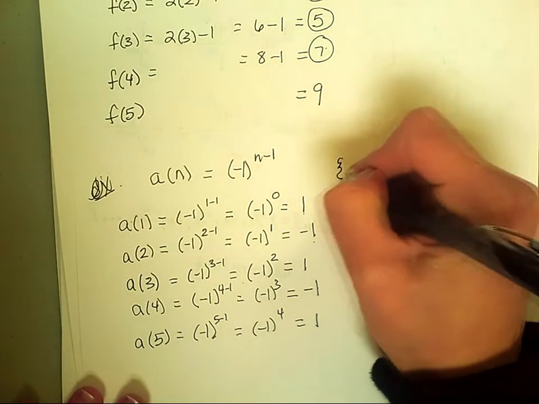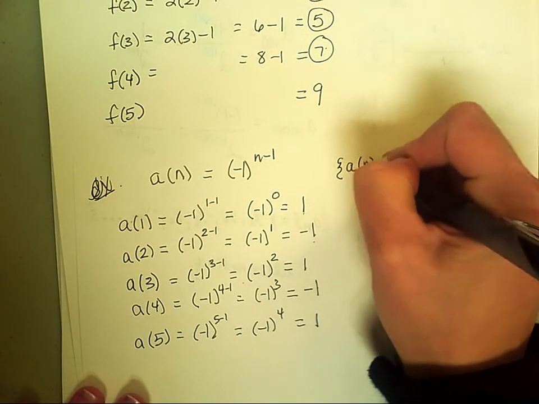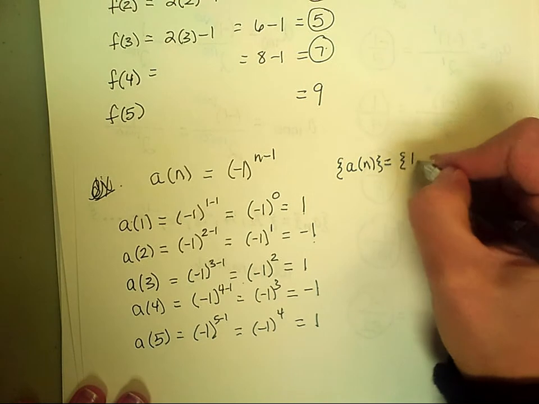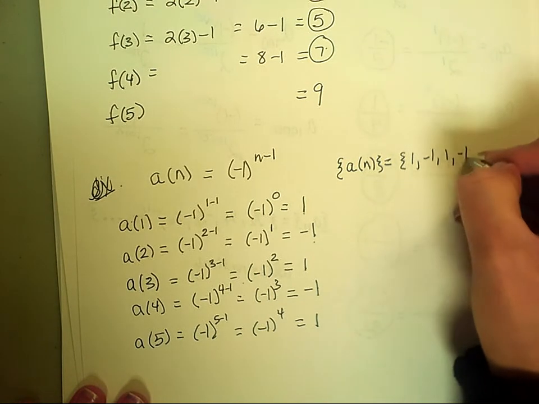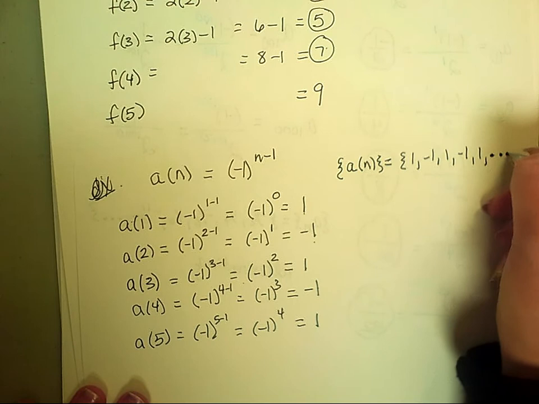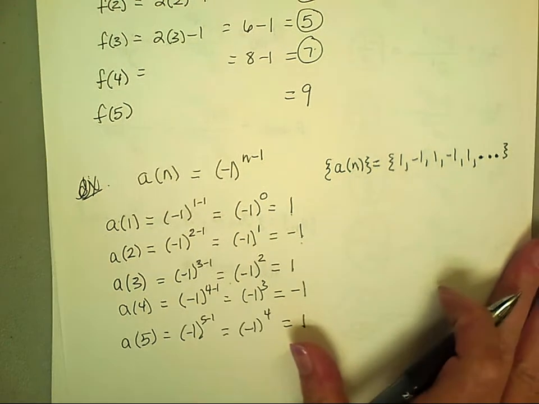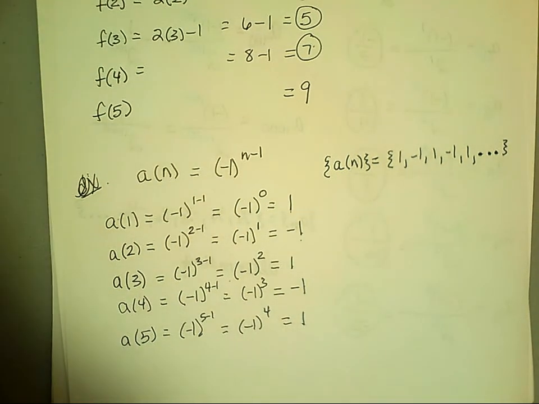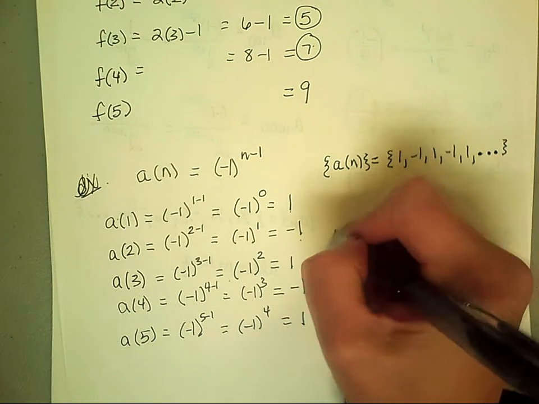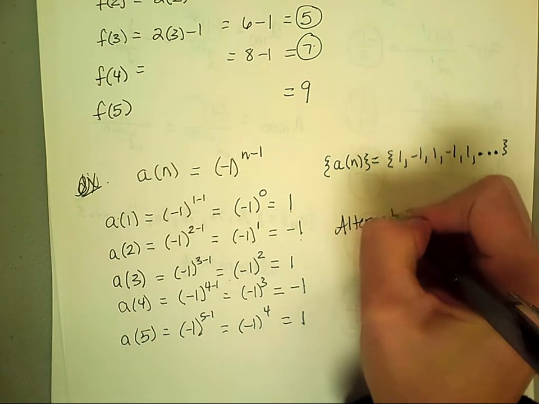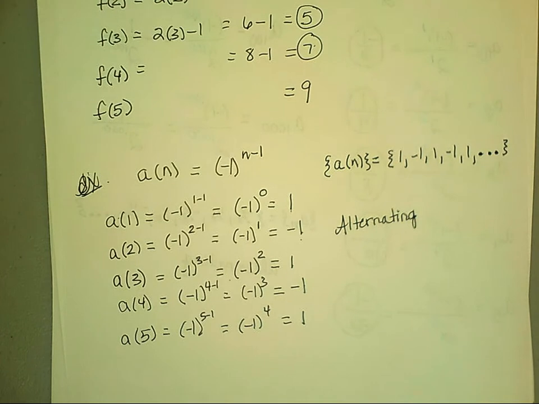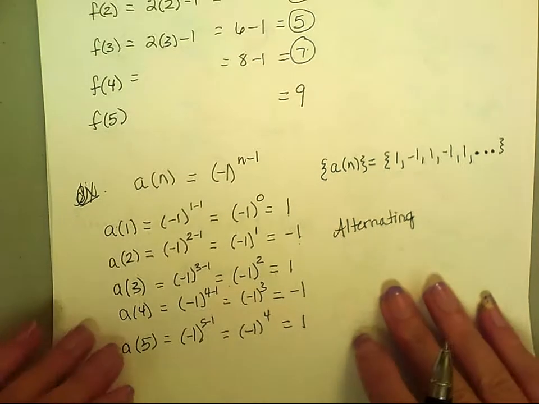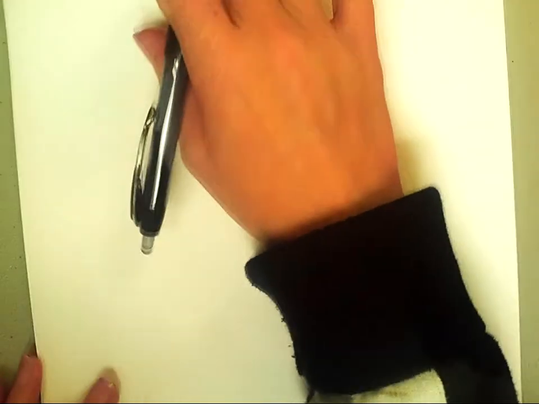And then we could write out the sequence, a of n. Well, we can write it out. It's just 1, negative 1, 1, negative 1, 1, etc., etc., etc. So again, this is alternating. So an alternating sequence happens when the signs alternate. But let's write down a definition of what that would be, a more formal definition than that. Okay, so you will need to know these.